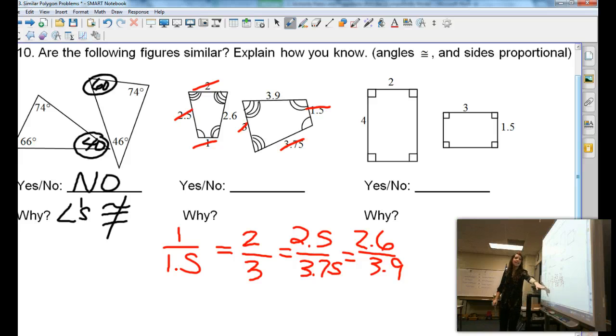Now you have to decide, is that a true statement or is it not a true statement? Are they proportional or are they not proportional? And I would just divide. I would divide all of them. Go to your calculator. 1 divided by 1.5. Find out what it is. 2 divided by 3. Find out what it is. 2.5 divided by 3.75. Find out what it is. You get the idea. I'm sounding like a broken record.